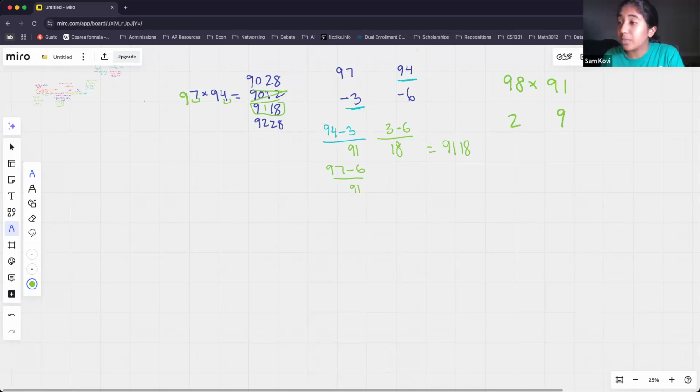Myra asked, do the numbers have to be 3 apart? No, absolutely not. The difference between the numbers does not matter. You just have to find the differences between each number and 100.